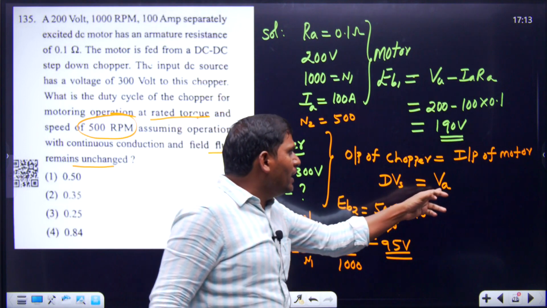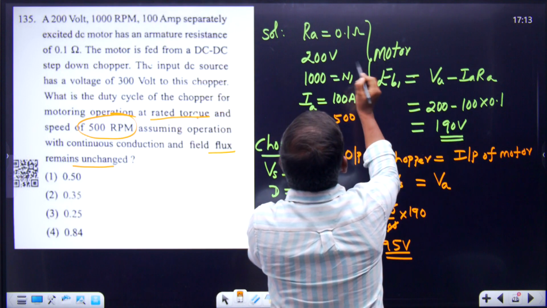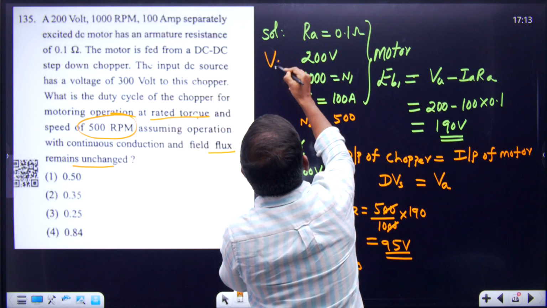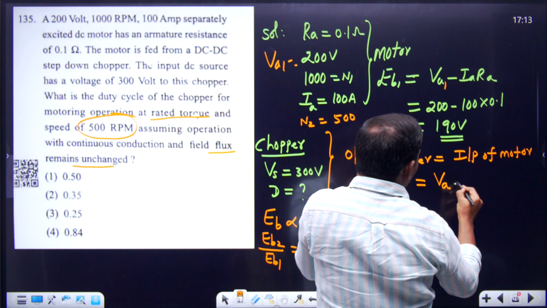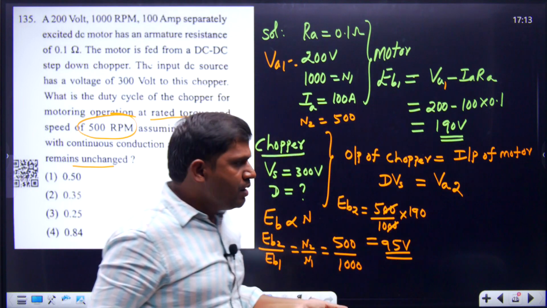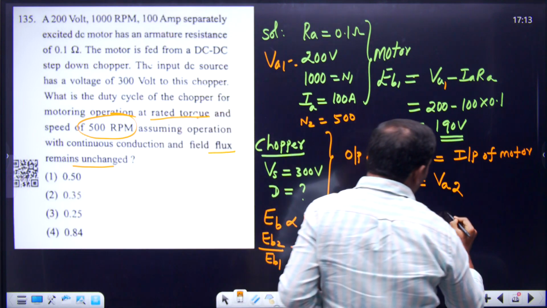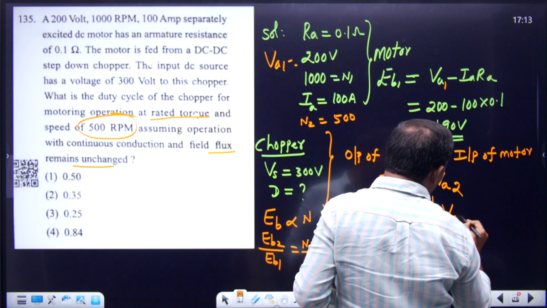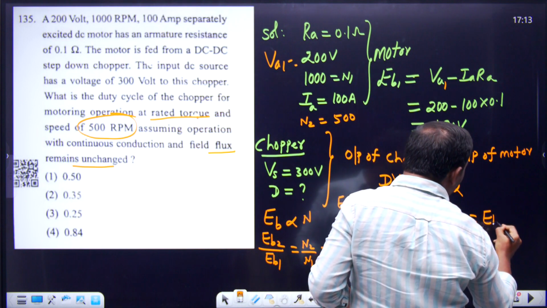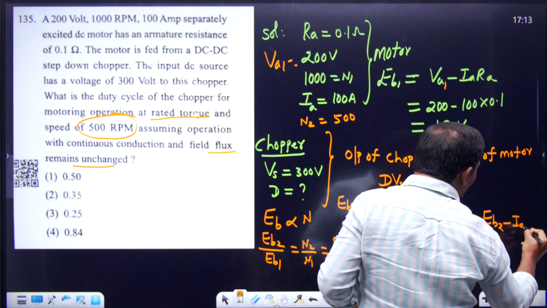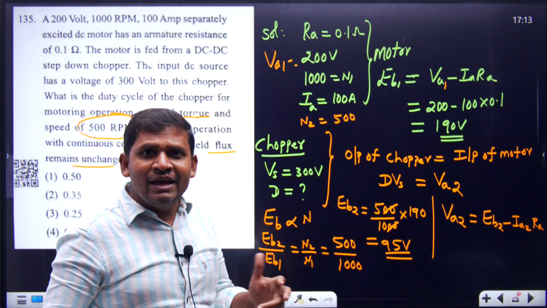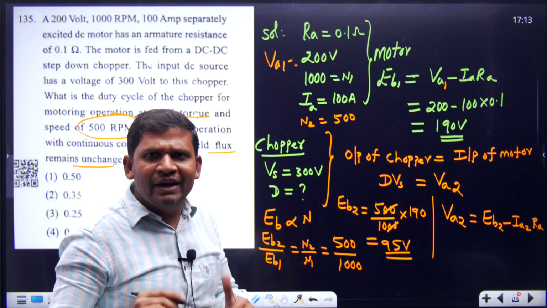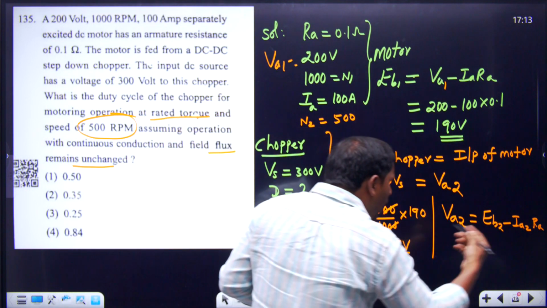Now you have to calculate. Let this be VA1 initially. Let this be VA1. Now I am taking the VA2 condition. Now to calculate VA2, what is VA2, students? VA2 equal to EB2 minus IA2 into RA. But what about IA? Does IA remain constant or not? Or is there any change? That you have to calculate.